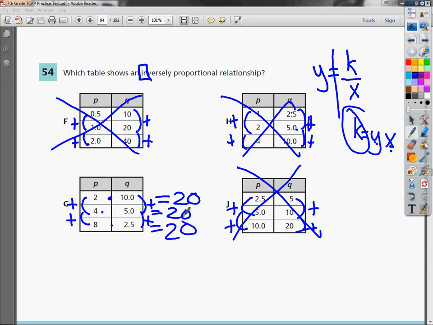So not only do I prove that they're not going in the same direction, because inversely proportional relationships don't go in the same direction, I also show that they have the same exact product, which means that they are proportional in some way. They're just inversely proportional. So I meet both criteria. So my answer for number 54 is G.